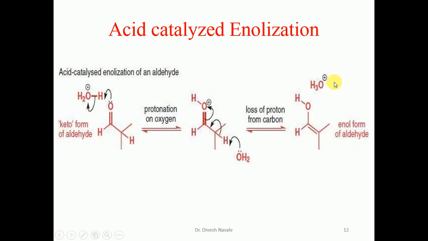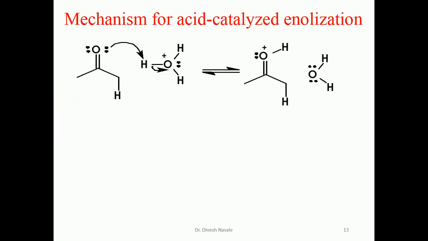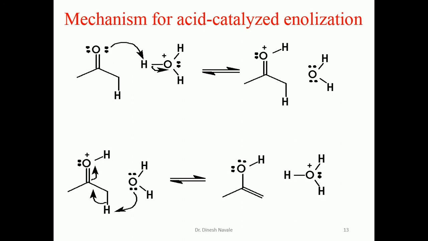This is the example of an aldehyde. The same scenario can be followed in the case of a ketone also. This acid-catalyzed enolization is a two-step mechanism. The first step is the protonation of oxygen and the second step is the loss of a proton from the carbon. This is the mechanism for acid-catalyzed enolization, as we discussed in the previous slide. The first step is the protonation of the carbonyl oxygen and the second step is the abstraction of the alpha hydrogen atom. This gives the formation of the enol.